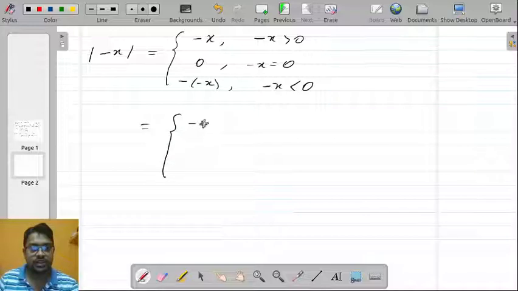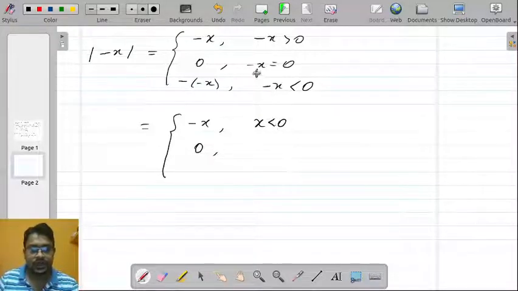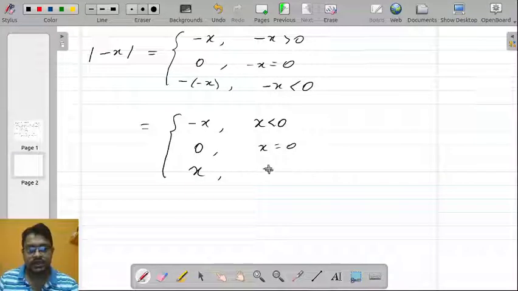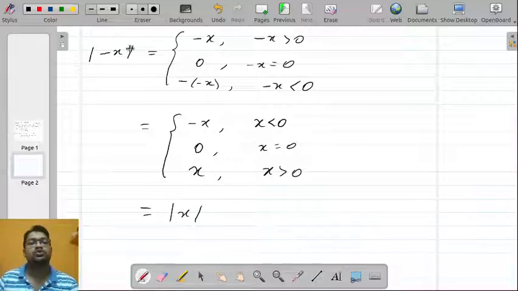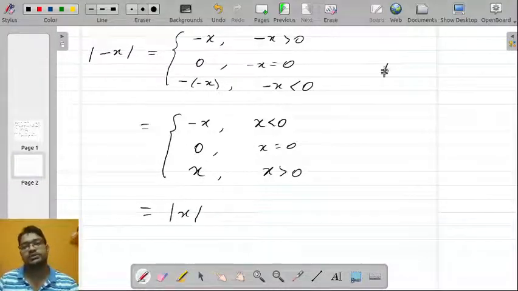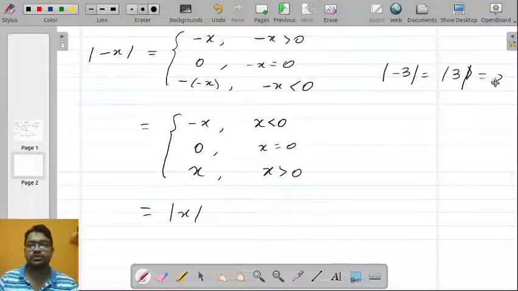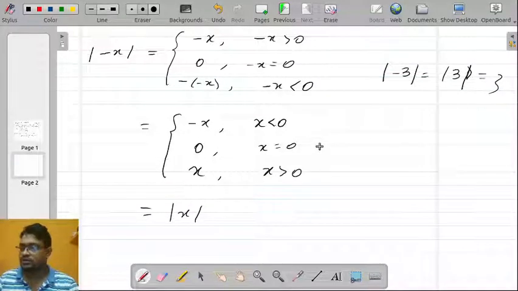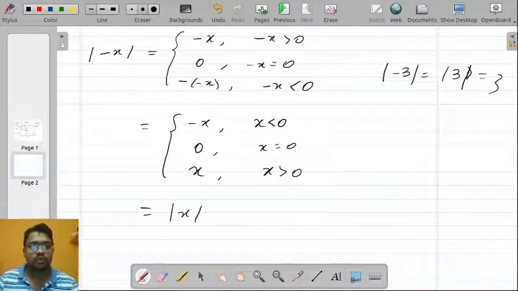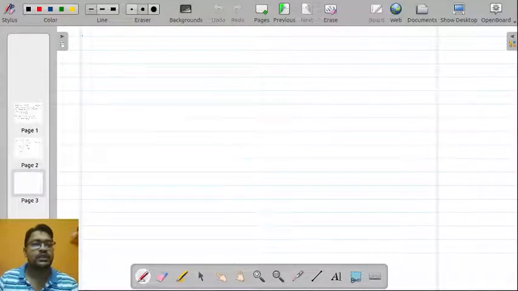This is same as minus x if minus x greater than 0, which means x is less than 0, and 0 if minus x equal to 0, which means x is 0, and minus of minus x, which means x, when minus x less than 0, which means x is greater than 0. So this is nothing but mod x only. So mod of minus x is same as mod x. Something like mod of minus 3 is same as mod 3, which is equal to 3. So these are some important properties of modulus which follow directly from the definition. Then there are other properties also.